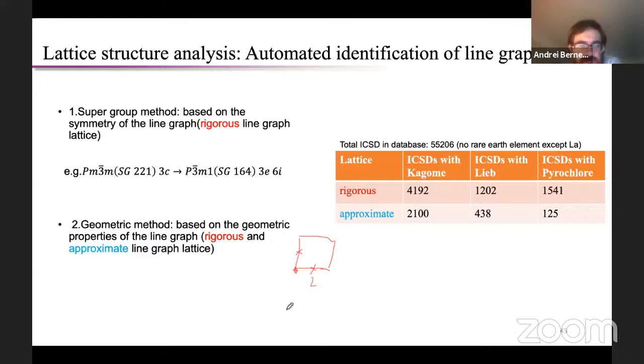And then I would say the distance between the two Wyckoff positions that have the higher multiplicity is larger than the distance between the Wyckoff position of the higher multiplicity and one of lower multiplicity. And then I do another check. So you can automate this process, and this will give you this lattice. You can automate this process, basically.